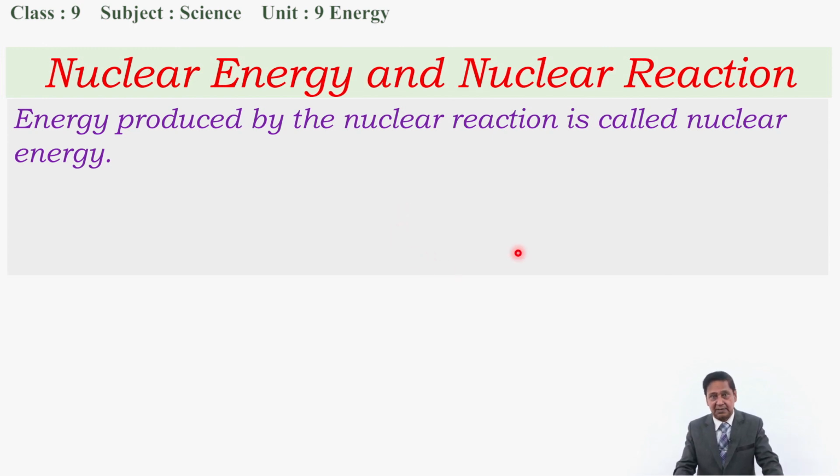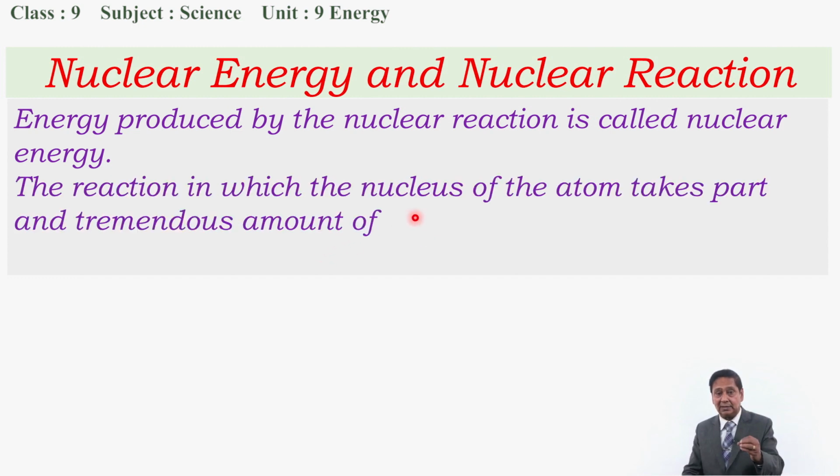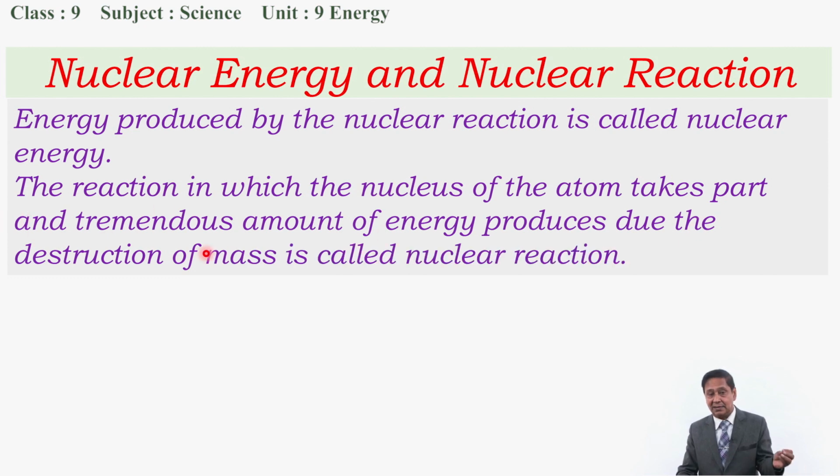We know about the chemical reaction. In the chemical reaction, electrons take part. Either the electrons are shared between the atoms, or electrons are donated and accepted, and this way a chemical reaction takes place. We know about this, it is taught in chemistry, but a nuclear reaction is completely different. It is not related to the electrons of the atom, it is related to the nucleus. That's why we can define it this way: the reaction in which the nucleus of the atom takes part and a tremendous amount of energy is produced due to the destruction of mass is called a nuclear reaction.